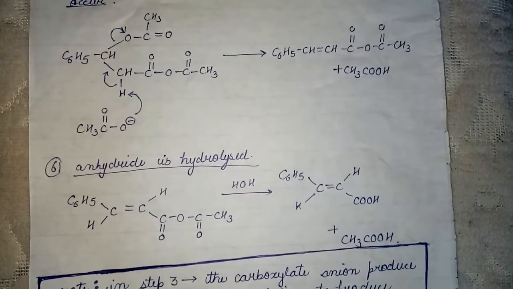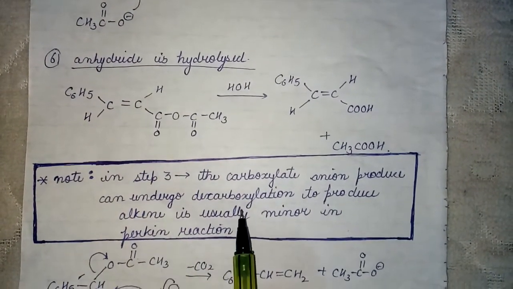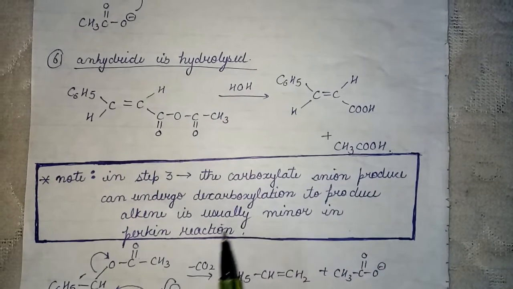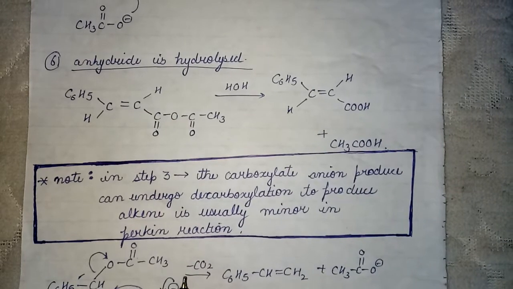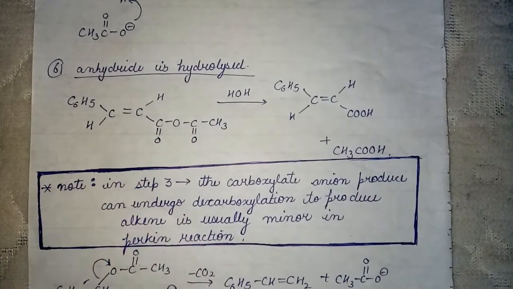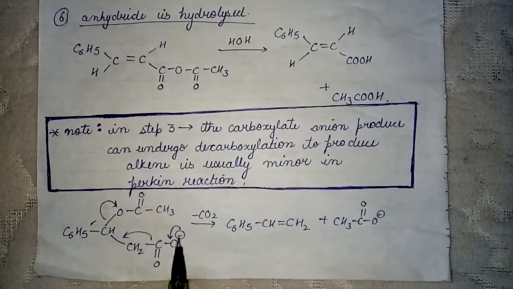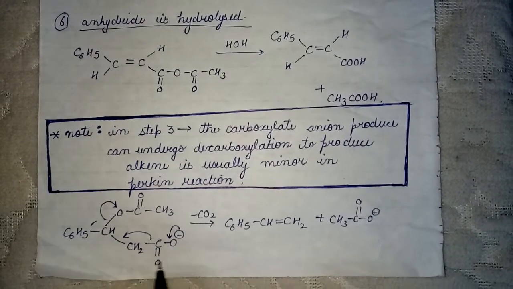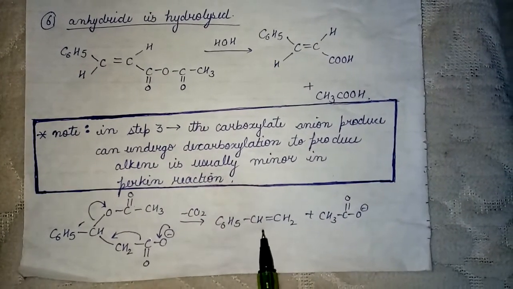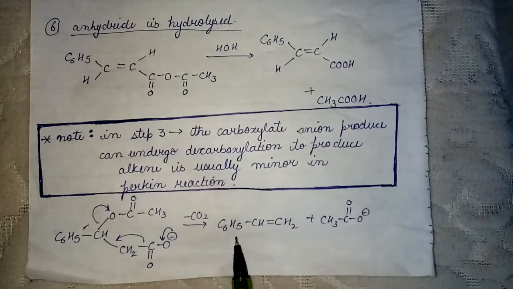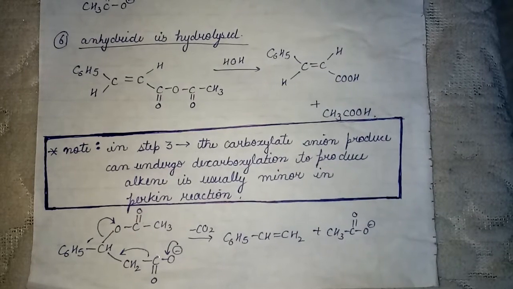There is a point to be noted that in step 3, where the carboxylate anion is produced, it can undergo decarboxylation to produce an alkene as a minor product in the Perkin reaction. The major one is your beta aryl alpha beta unsaturated acid, but due to the formation of the carboxylate anion in step 3, it can undergo decarboxylation. Decarboxylation means the CO2 will get removed, and we will get an alkene as a product, which is a minor one in the Perkin reaction. So this was all about the Perkin reaction, which is a very important naming reaction.